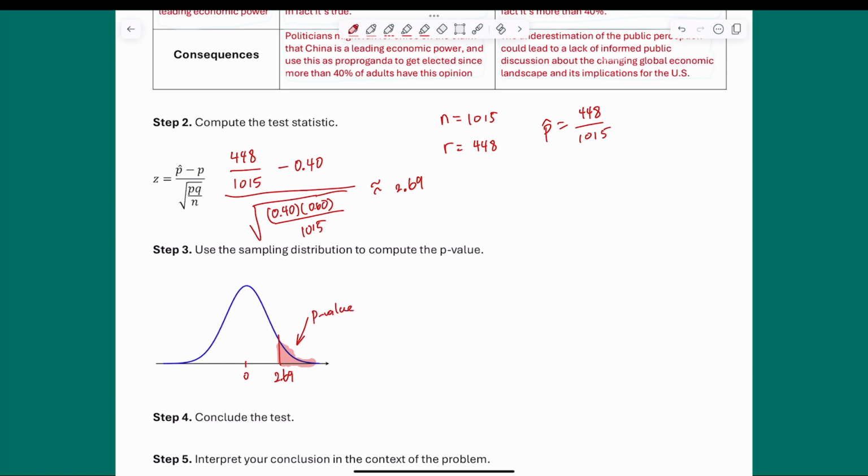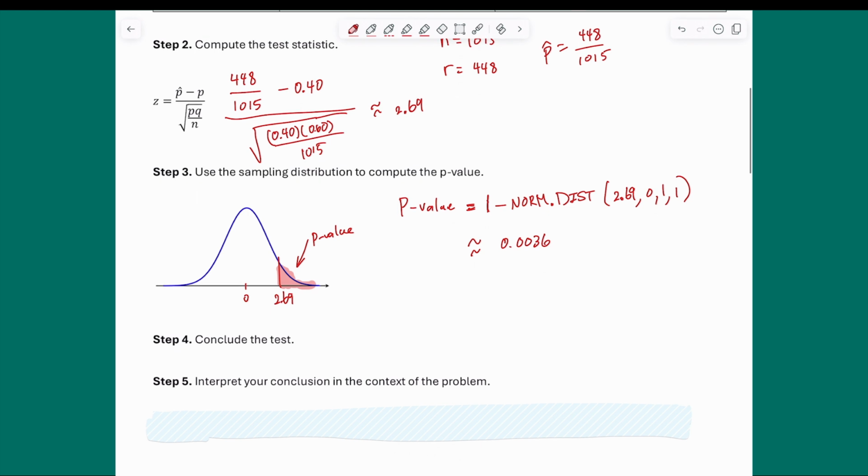Okay, to do this, you have to use some kind of technology. When I did this calculation, I used Excel. In an empty cell, I typed equals, and since it's a right tail and the area is to the right, I typed 1 minus NORM.DIST, then 2.69 for the test statistic. You might want to include more decimal places to get a better estimate. Then 0 for the mean of the standard normal distribution, 1 for the standard deviation, and then 1 for true. This roughly gave me 0.0036.